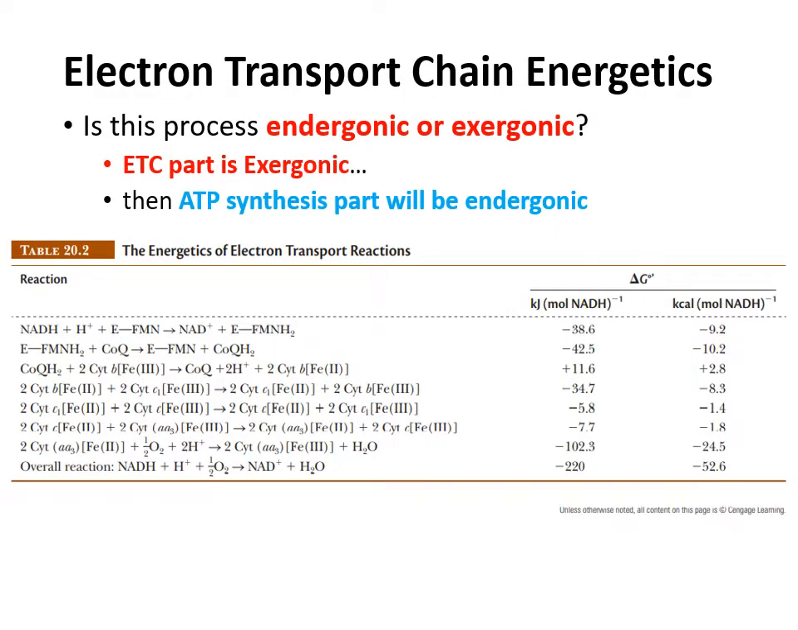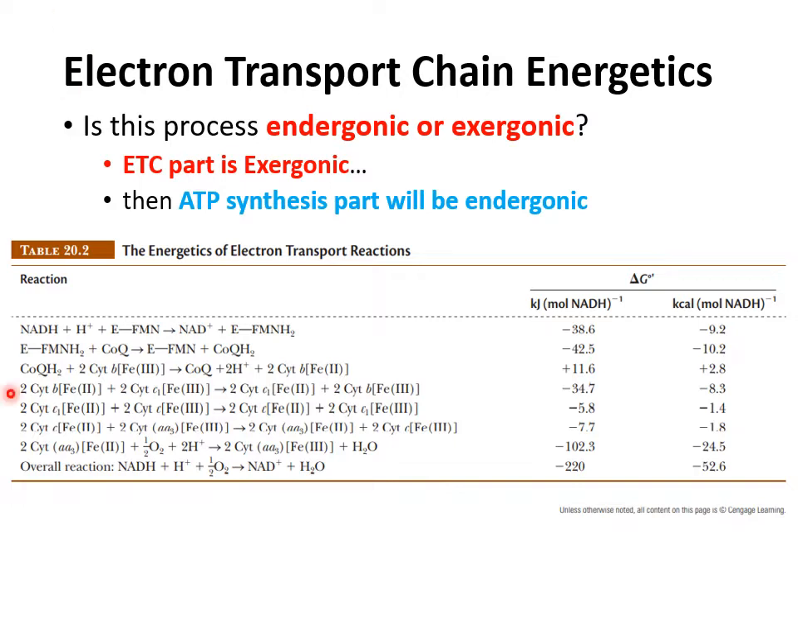So now we're going to take a look at the energetics of what's going on. Everything we've been talking about so far is the electron transport chain. We did not get up to ATP synthesis yet with the oxidative phosphorylation or the ATP synthases. Right now we're still just focusing on the electron transport chain, which is the passing of those electrons from the initial NADH and the FADH2 stages of the complexes all the way down to our final acceptor of oxygen.